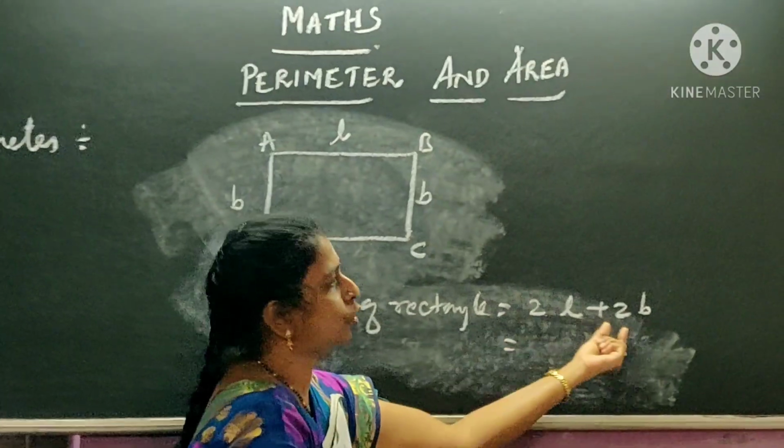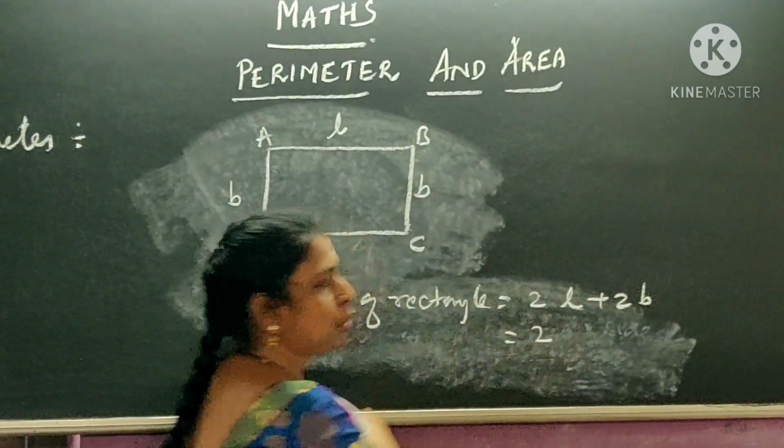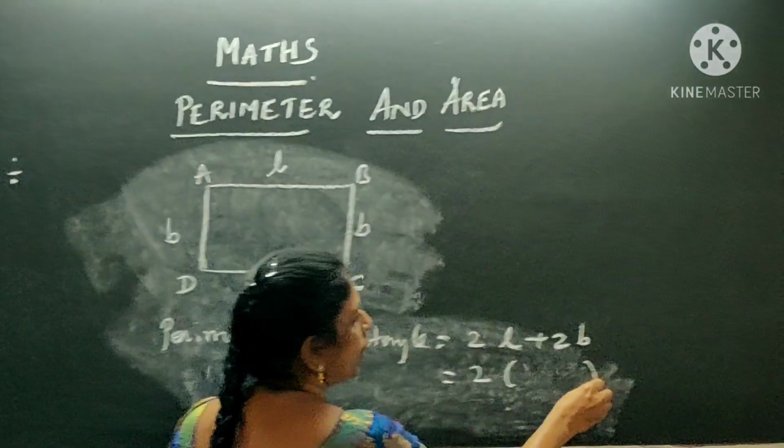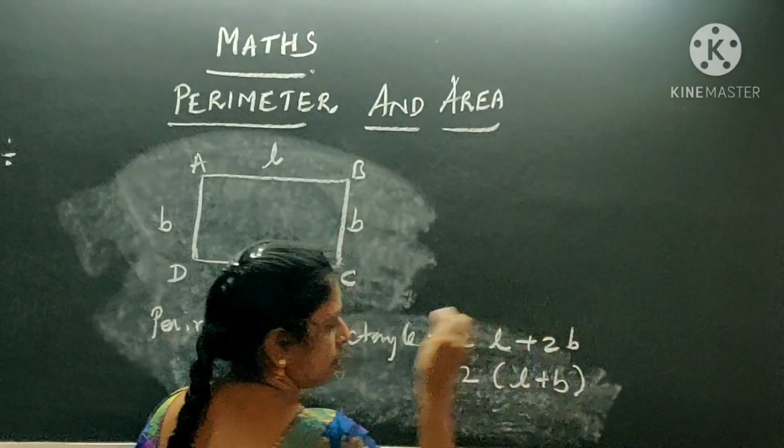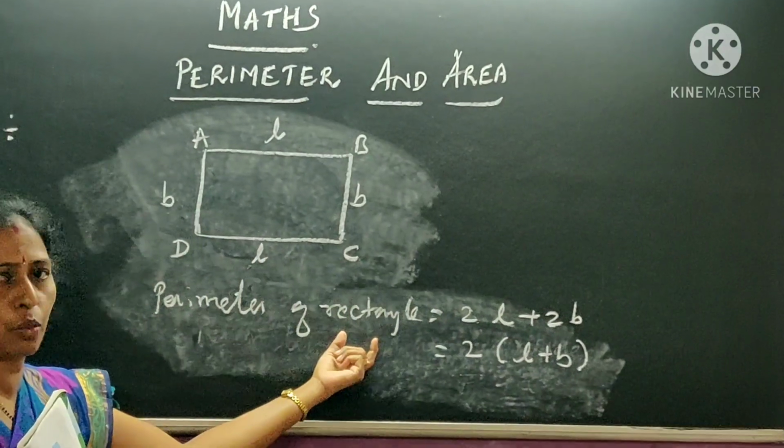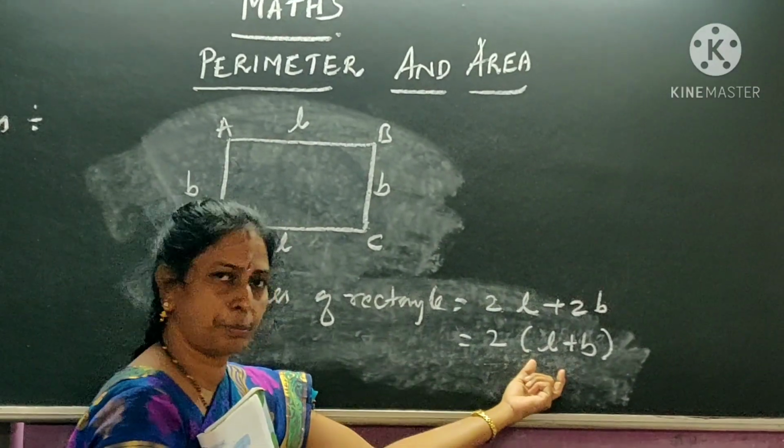Now, 2 is common, we will take the 2 outside. What is the uncommon term? That is length plus breadth. So, perimeter of rectangle is what? 2 into (L plus B).